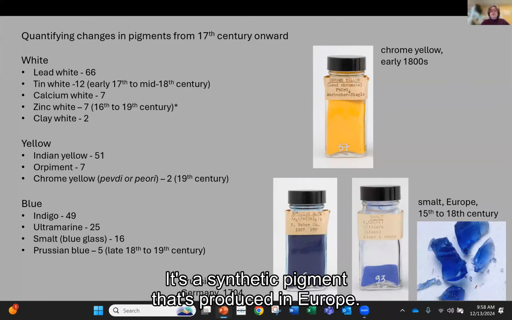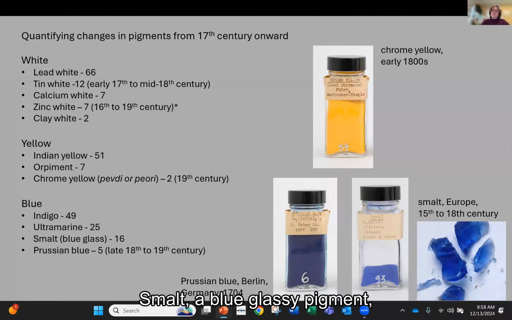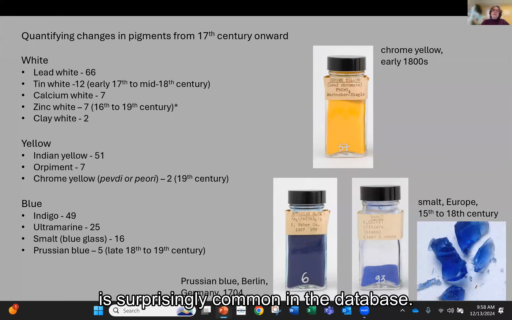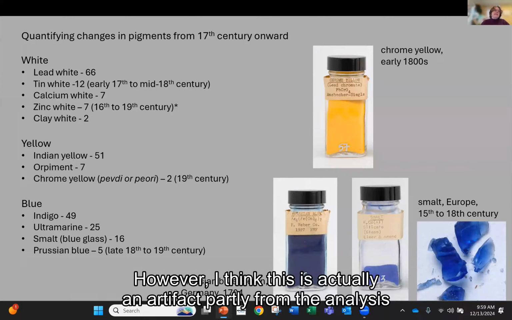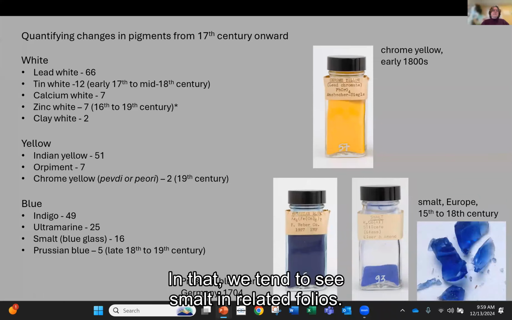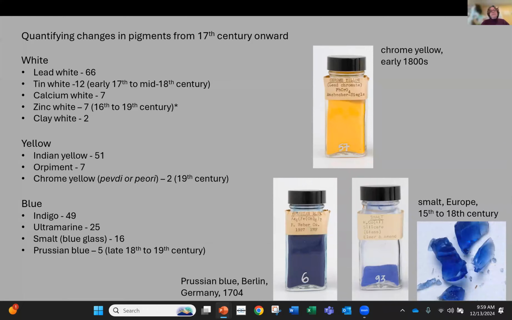And then among the blues, I was actually quite surprised to see that indigo appears to dominate, although there is still a significant amount of ultramarine. Smalt, a blue glassy pigment, which was produced in Europe from the 15th to 18th century, is surprisingly common in the database. However, I think this is actually partly an artifact of the analysis that has been undertaken, in that we tend to see smalt in related folios. So where we've analysed 4 folios from the same series, they may all contain smalt.